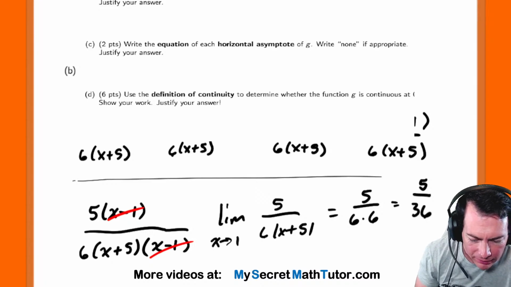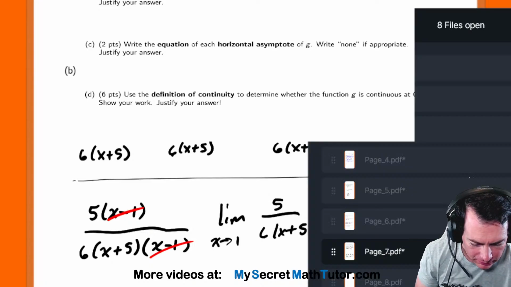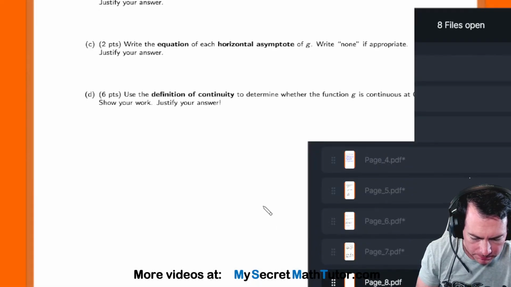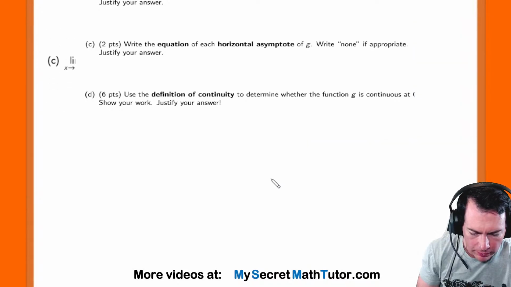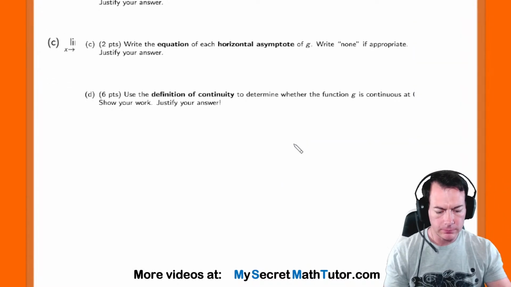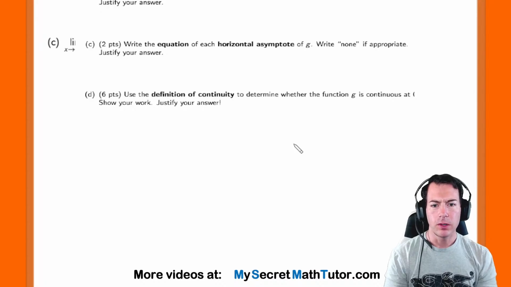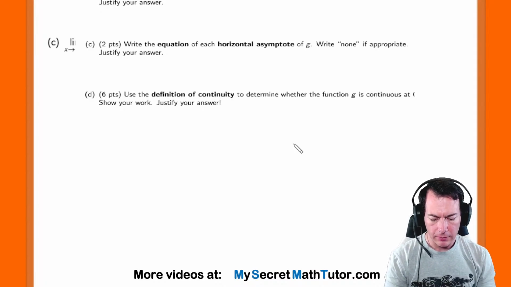All right, so let's see. That is page 7. Scooting right along. One more. Page number 8. What do we got? Oh, we got one more limit left. Let's see. This is the limit as x approaches negative infinity of the square root of 3x squared minus 3, plus 2, and that's all divided by x minus 2.